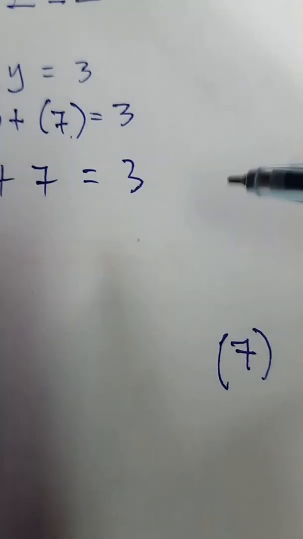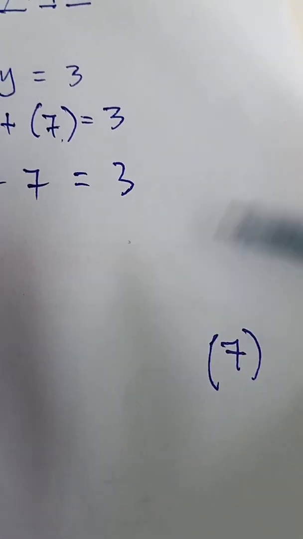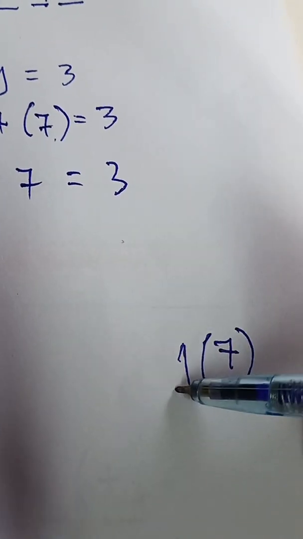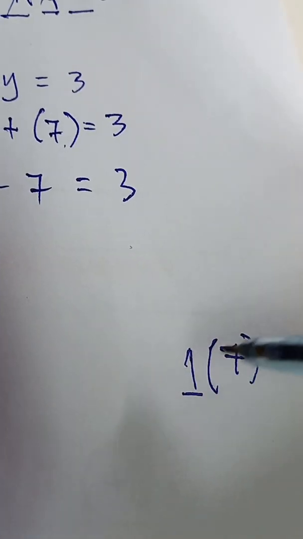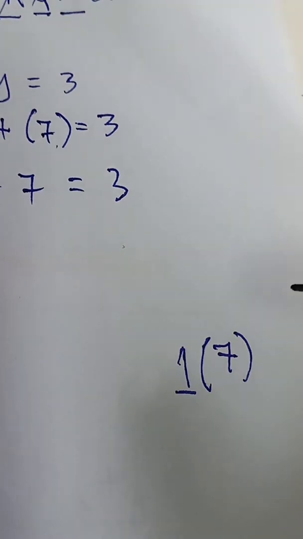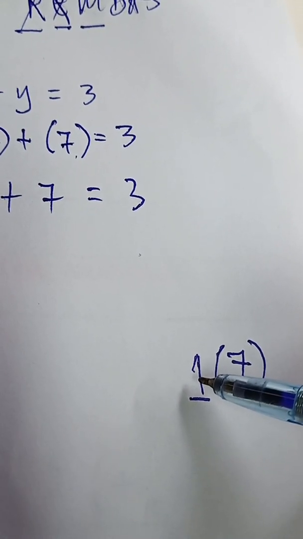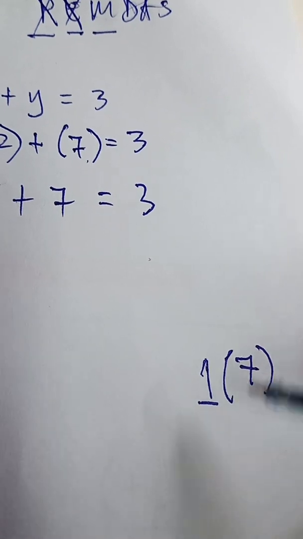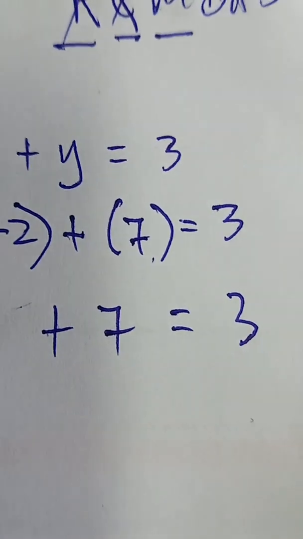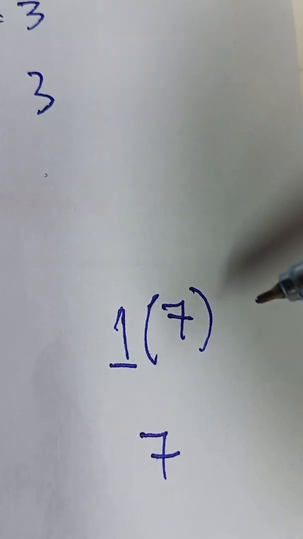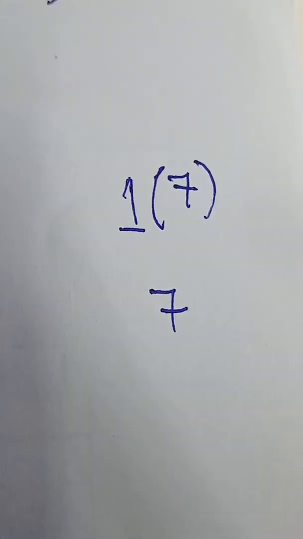So 7, all numbers, all variables always have a factor of 1 in front. Okay, there is always a factor of positive 1. So in here, we have positive 1 times positive 7. That's positive 7. Just like this one. All numbers, remember, all numbers, all variables have a factor of 1. Remember that, class. Okay?